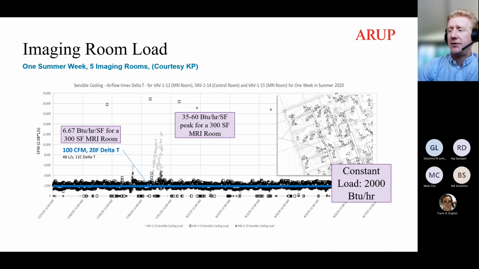What's interesting in looking at the data from the X-ray paper, ASHRAE X-ray paper, is there's a fairly constant load through the majority of hours, and this is 1 week of data or a couple weeks of data over the summer. And what we see is a pretty constant load at 2,000 BTU per hour, which results in about 6.67 BTU per hour per square foot. You can see that this peaks at 35 to 60 BTU per hour per square foot, and getting up fairly significantly in some outlier data points, but those are really the outliers and are present for only a small number of hours of the year.